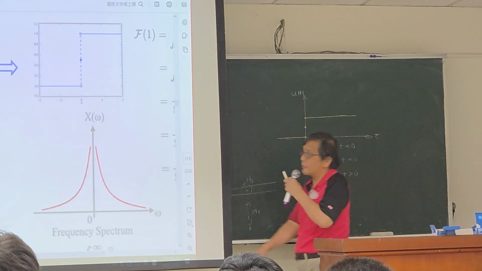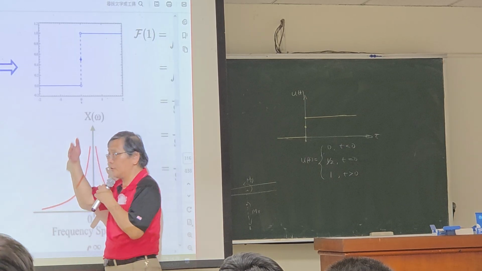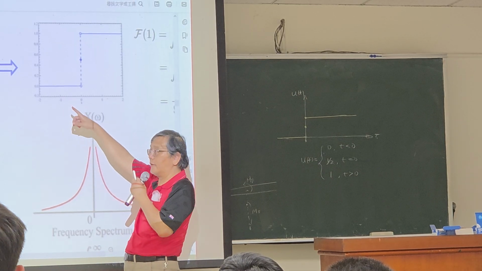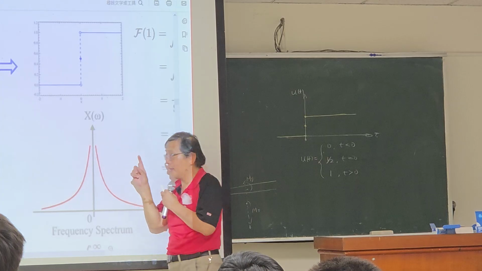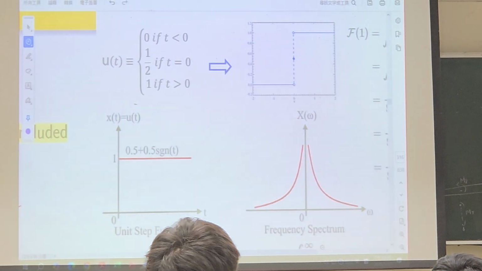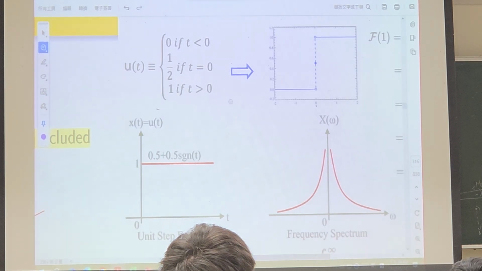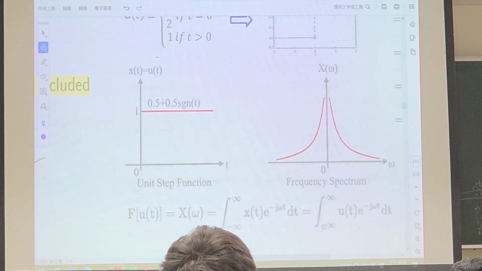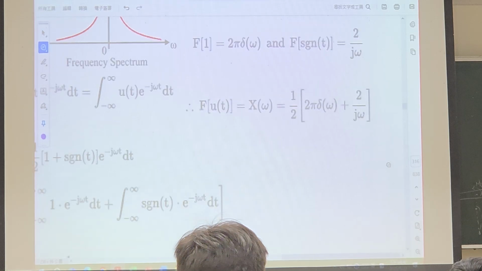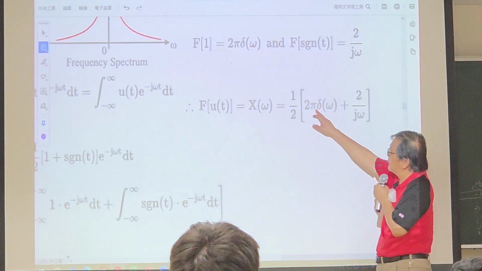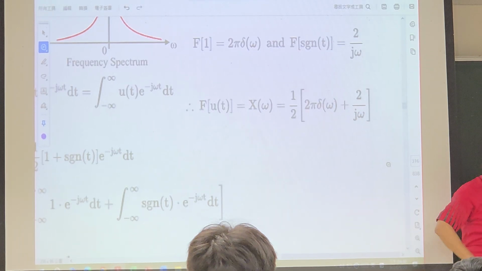Originally there is no midpoint. It's a discontinuity. But then for the purpose of an integrable function, we add one midpoint. Due to that modification, we are able to find the Fourier transform of this u of t, and it is equal to pi times the impulse, plus 1 over j omega.